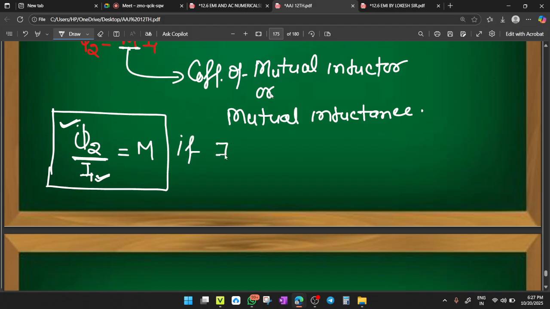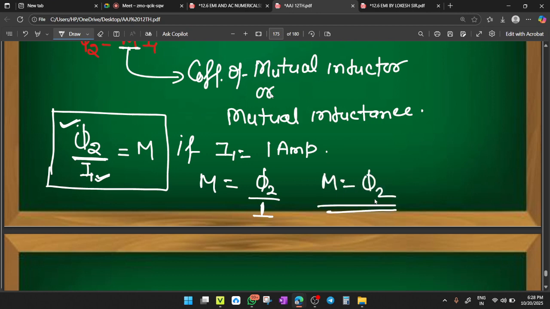If I1 equals 1 ampere, then M equals phi 2 upon I1, and I1 is 1, so M becomes equal to phi 2. So what is M? M can be mathematically defined as the amount of flux linked with the second coil when 1 ampere of current is flowing through the primary coil. Clear? Yes, note it.